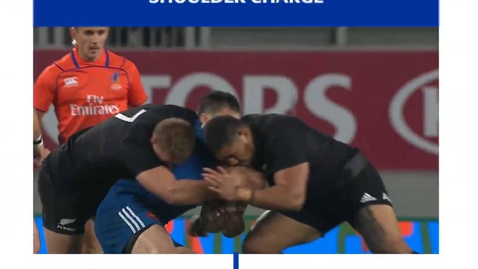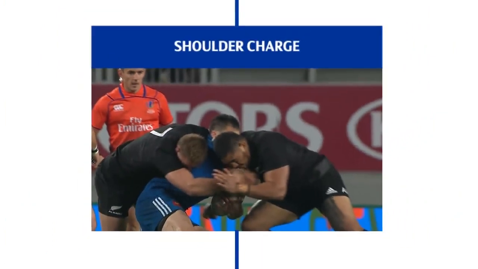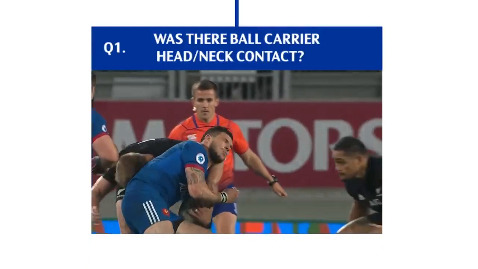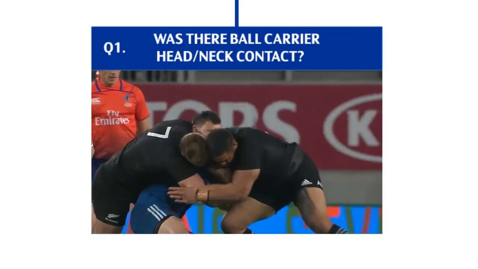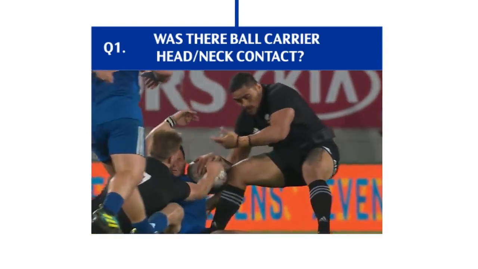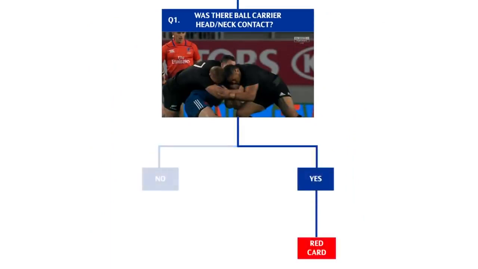Let's look at the second tackle in this sequence, which we have deemed to be a shoulder charge because the player's arm is behind the body at the point of contact. The first question for a shoulder charge is whether there is contact to the head or neck of the tackled player. In this example, it's clear the shoulder strikes the head directly. According to the framework, this would result in an initial decision of a red card, because a shoulder charge to the head is automatically deemed to be high in danger.